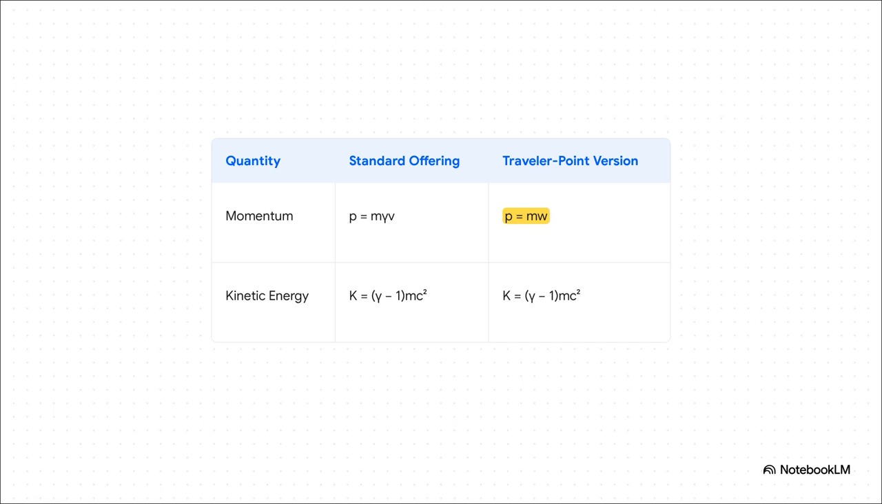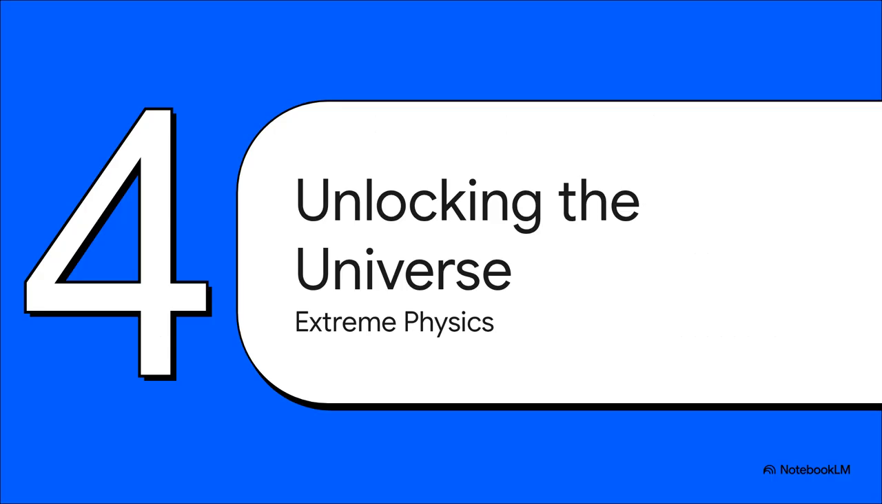This whole approach just makes everything cleaner. You look at the standard textbook formulas for things like momentum or energy, and they're a mess. But when you rewrite them using traveler time, they suddenly become simple, elegant, and look a lot more like the clean formulas we all learned in high school physics. Now, this isn't just a neat trick for solving little puzzles. This way of thinking scales up big time. It lets us get a handle on some of the most extreme events in the entire universe.